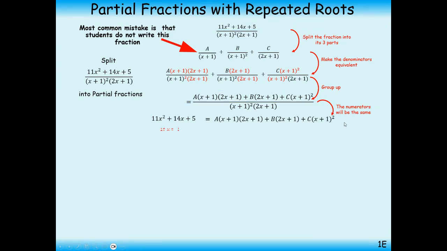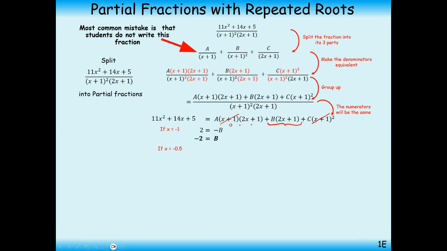Now we get to solving for a, b, and c. You can choose any value of x you like as long as you substitute it in the left and right brackets. That's all that matters. x equal to negative 1 will eliminate this bracket and this bracket. So we're only left with this section here, because 0 multiplied by anything else will make it 0. So we have negative b equals 2, therefore b is negative 2.